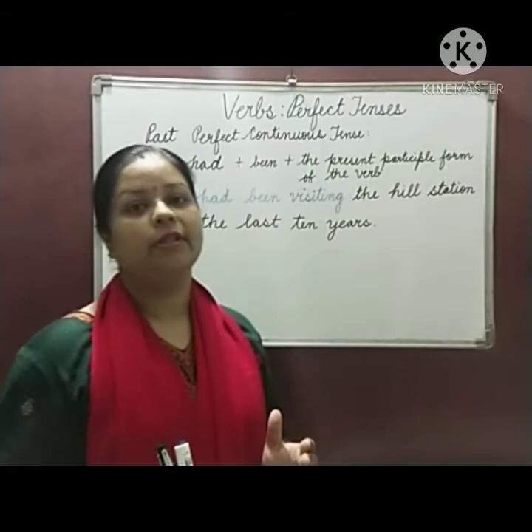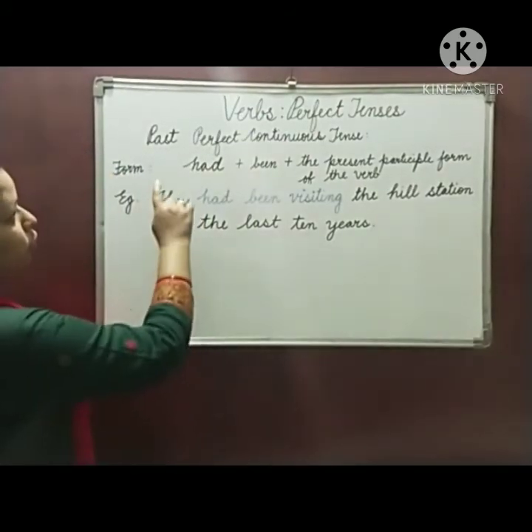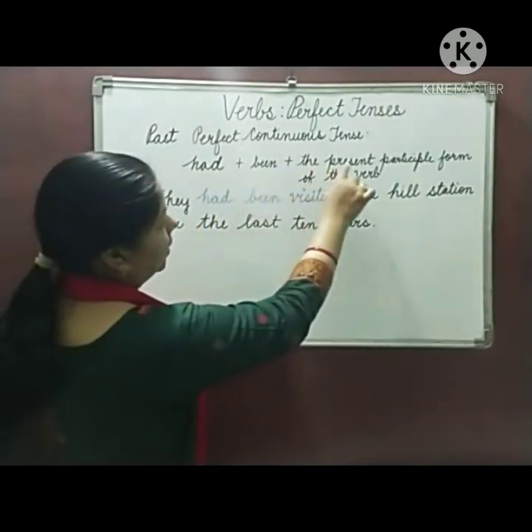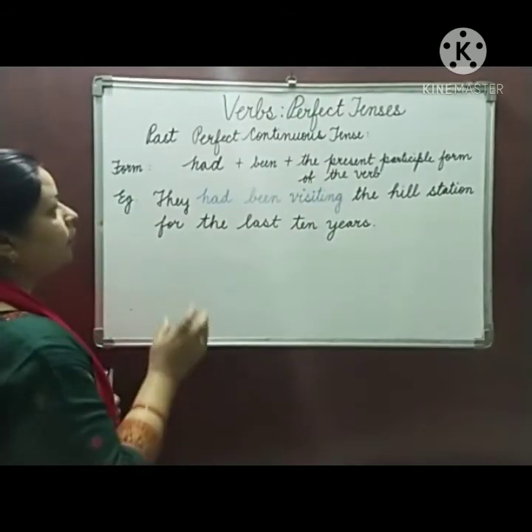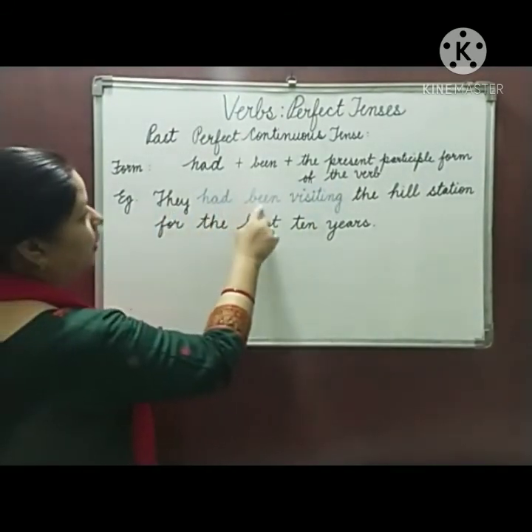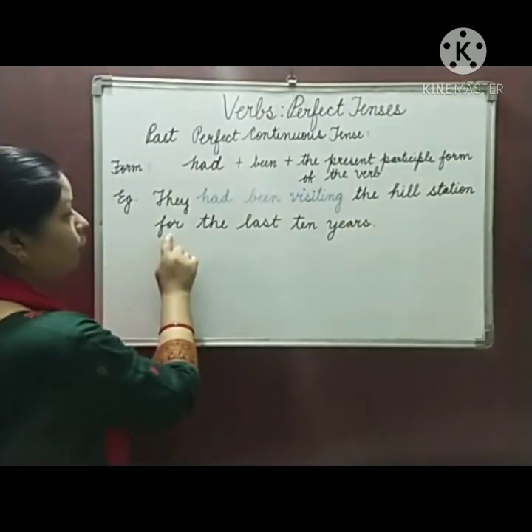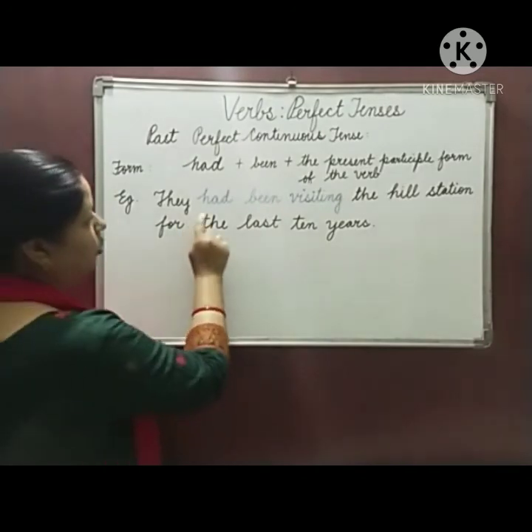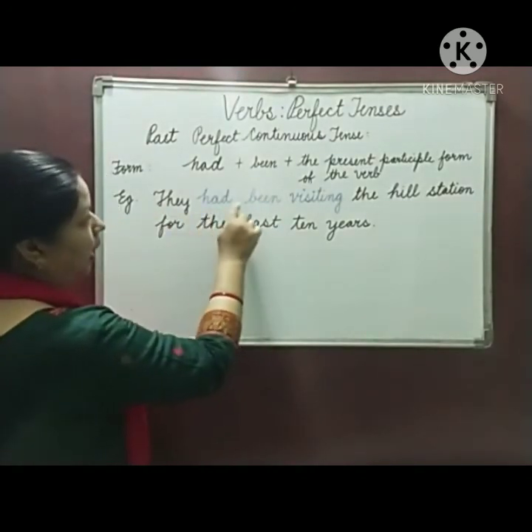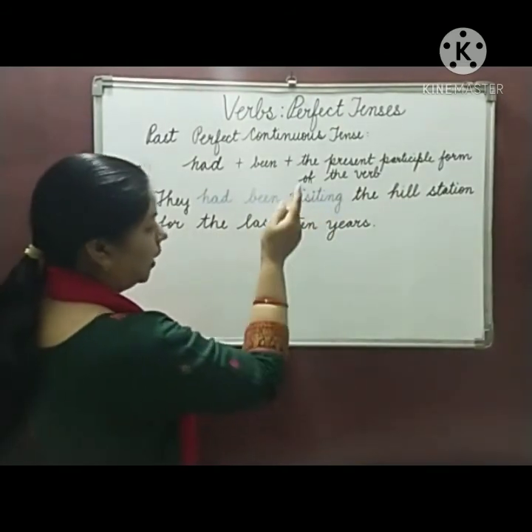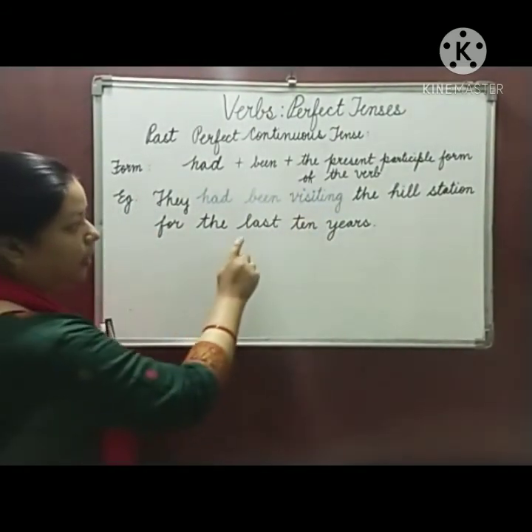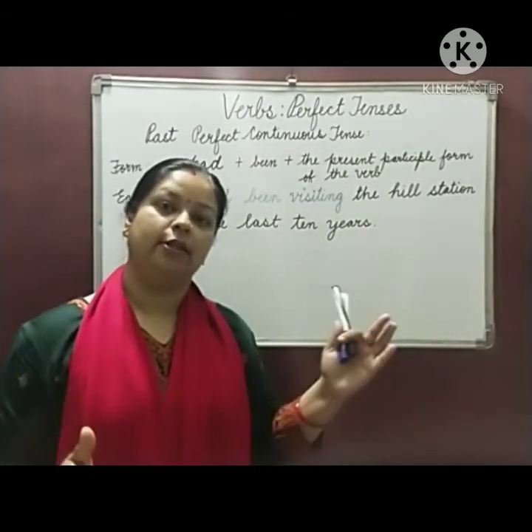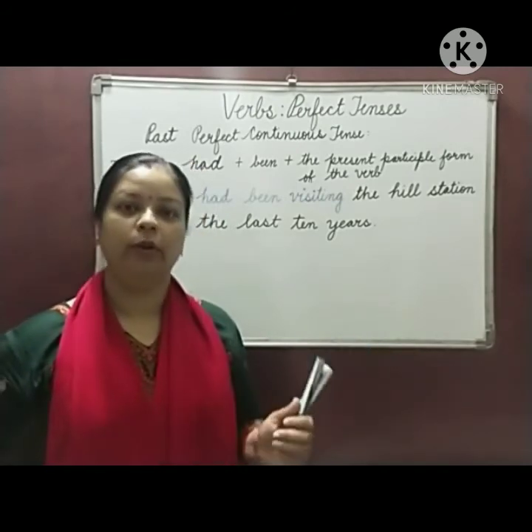For this we will see how it is formed. Past perfect continuous tense is formed with the help of had plus been plus the present participle form of the verb. For example, they had been visiting the hill station for the last 10 years. So here you can see, children, that it is a long duration of time. The action had been visiting started in the past and continued for a long period of time.